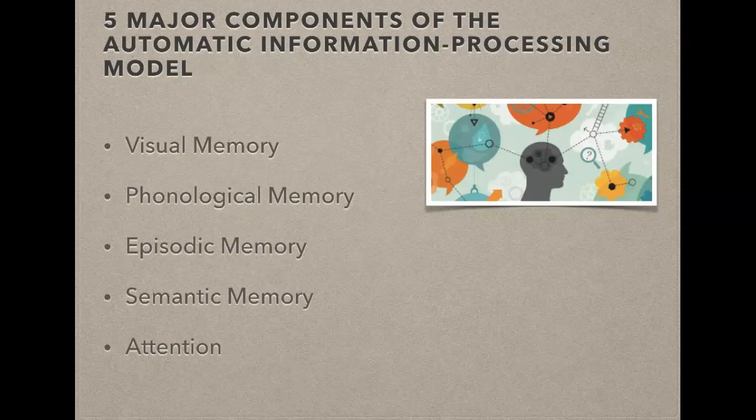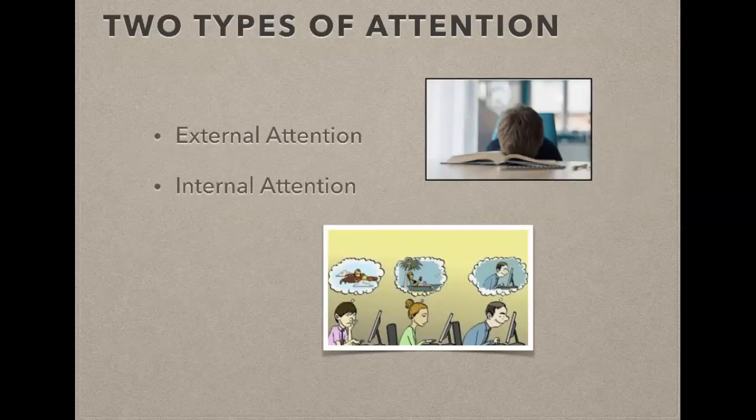And last, we have attention, which is the central component to the automatic information processing model. Attention is important when reading text because it affects the reader's ability to comprehend and understand what they are reading. There are 2 types of attention highlighted in the information processing model. They are external attention and internal attention.